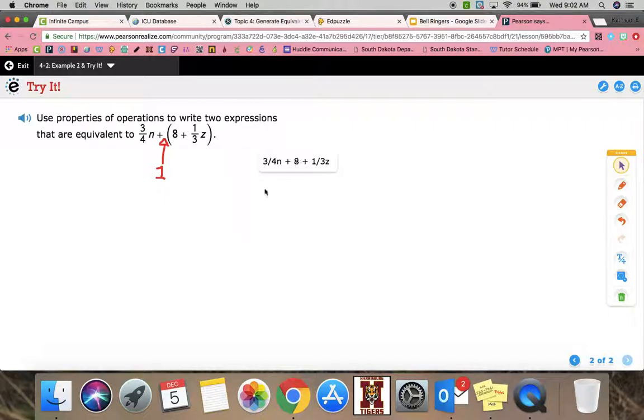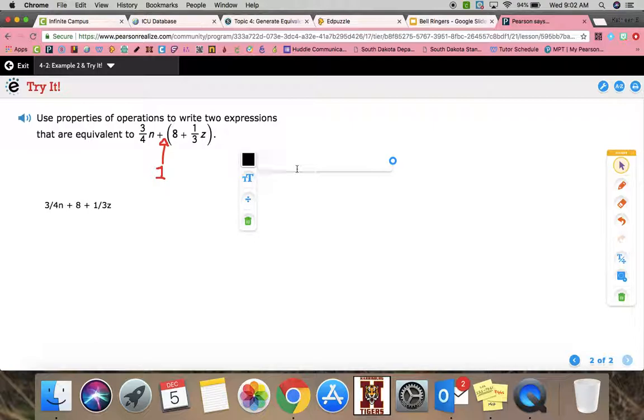So I guess that is one equivalent expression. That's probably not the one it was going for us to use, but we can do that. That is the same as this. We got rid of those parentheses, so it's different, but it is the same. Another way that we can do it is that the parentheses tell me that we can use the associative property.